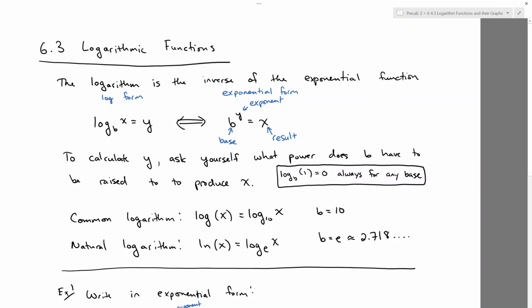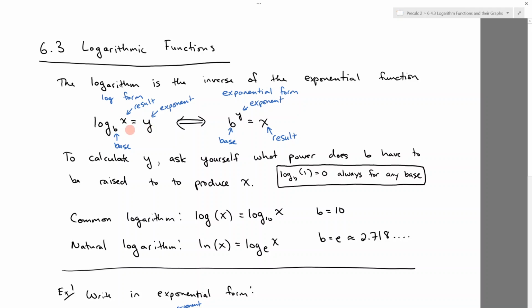These three parts of the exponential form are in the log form, but in different locations. The base goes here, the exponent is here, and this is the result. The way you would read this is log base b of x is equal to y. When you think of the log, you should think of it as this number raised to this power results in this thing.